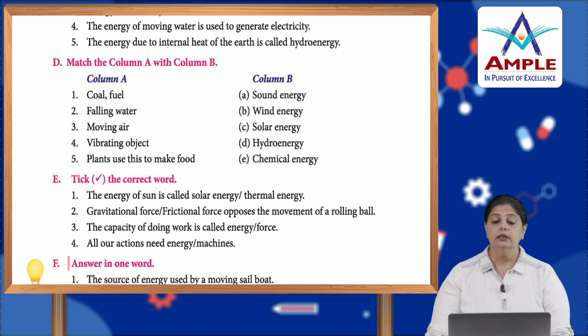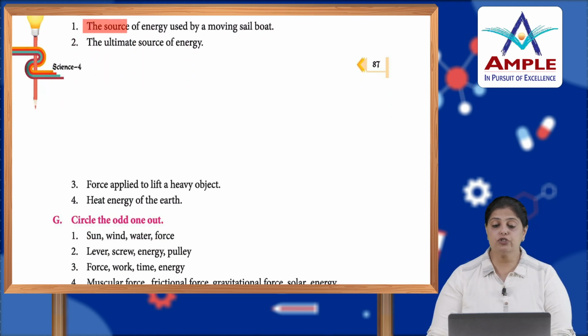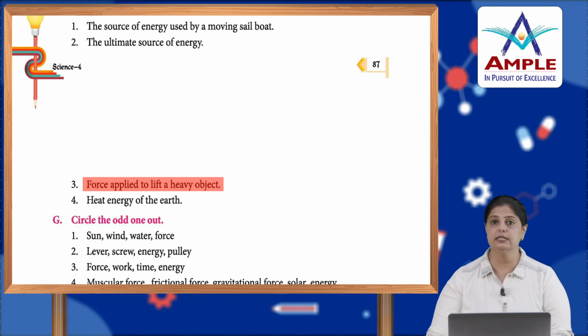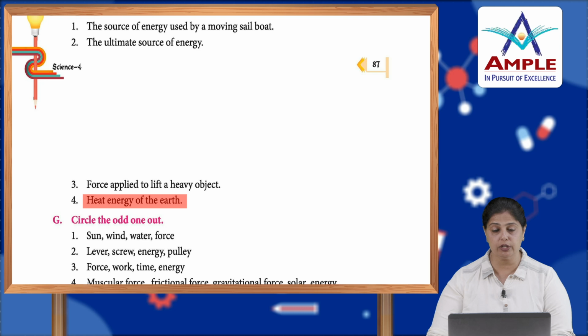Okay. Now answer in one word. The source of energy used by a moving sailboat is the wind energy. Okay. The ultimate source of energy, it's the solar energy or sun energy. Force applied to lift a heavy object is the muscular force, and heat energy of the earth is known as the geothermal energy. Now circle the odd one out. Sun, wind, water, force. It is the force. Rest all are forms of energy.